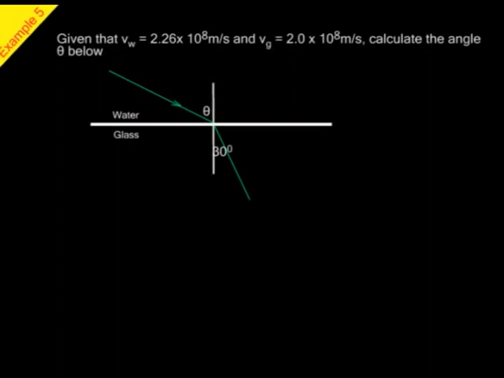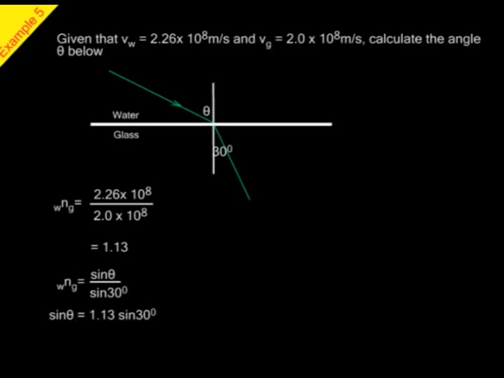In the solution, n water to glass is equal to 2.26 times 10 to the power 8 over 2.0 times 10 to the power 8, which gives us 1.13. But then we know n water to glass is equal to sin θ over sin 30 degrees. Sin θ is equal to 1.13 times sin 30, which gives us 0.565. If we do the sine inverse of that, we get θ is 34.4 degrees.